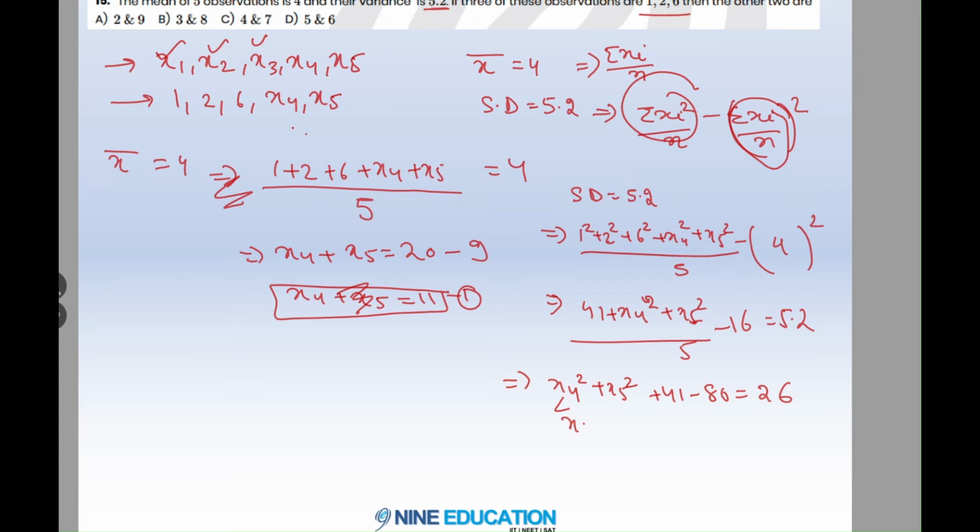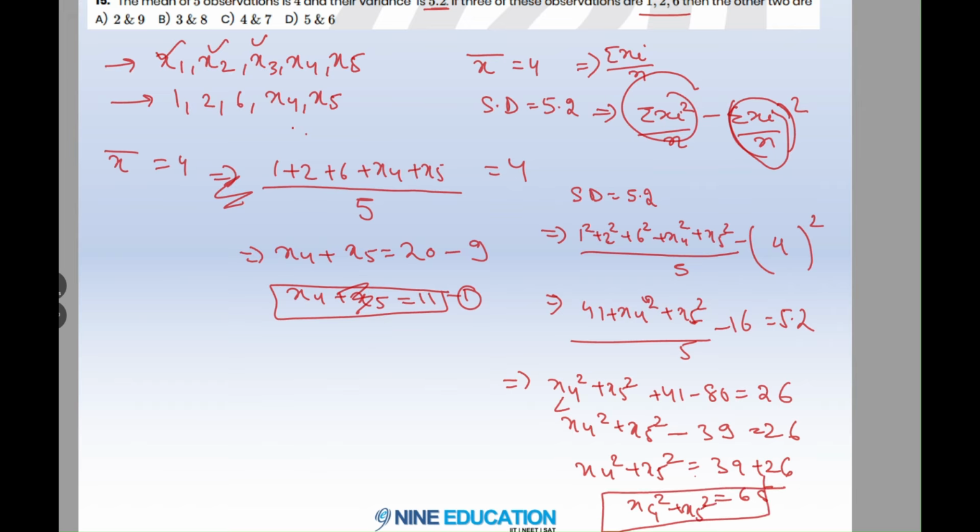Then x4 square plus x5 square minus 39 is equal to 26. So x4 square plus x5 square is equal to 39 plus 26. That makes it 65. Now x4 plus x5 is 11 and x4 square plus x5 square is 65.